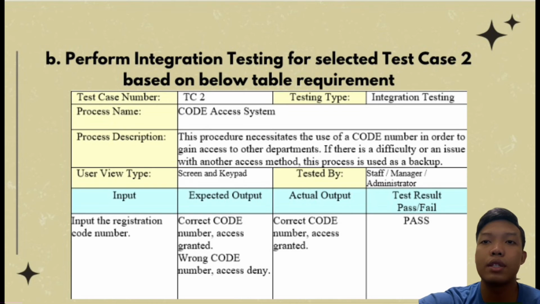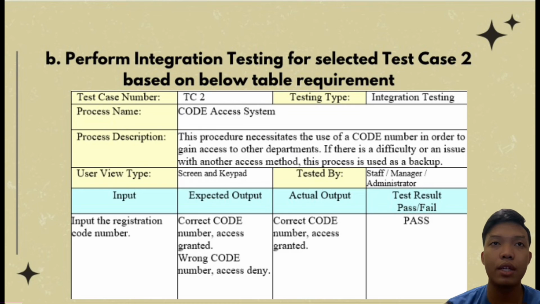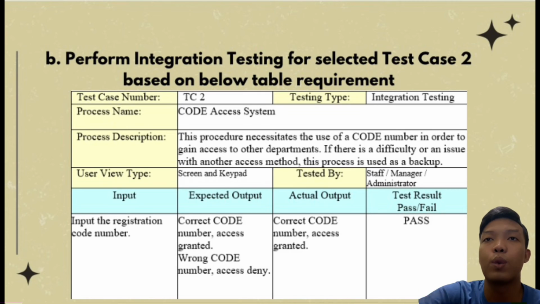User view type is using screen and keypad. Tested by staff, manager and administrator. Okay, the input is to input the registration code number. Expected output is correct code number, access will be granted, and wrong code number, access denied. And the actual output is correct code number, access granted. The test result is pass.